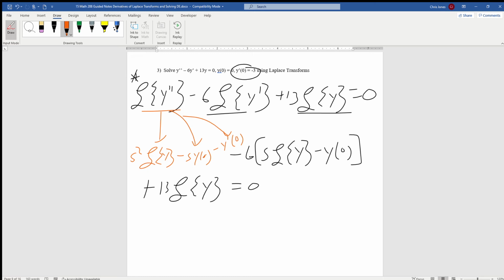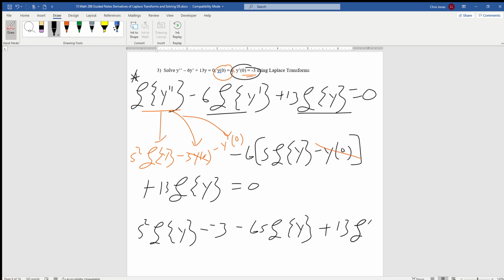Okay, so what can we do at this point? We can simplify. Now notice that y at 0 is equal to 0. So anytime we see a y at 0, that term is going to go away. That's good. We also notice that y prime at 0 is going to be equal to negative 3. So here's how we can rewrite the next line. s squared Laplace of y minus negative 3. Right? So be careful with that because we want to make sure that we don't make a sign error there. Obviously, if we do, then the whole problem is going to be wrong. Minus 6s Laplace of y plus 13 Laplace of y, and that's going to be equal to 0.